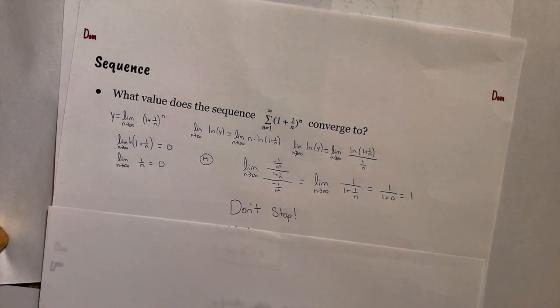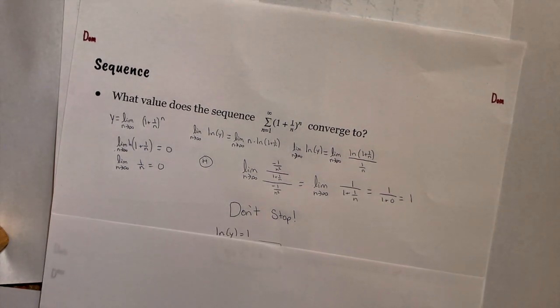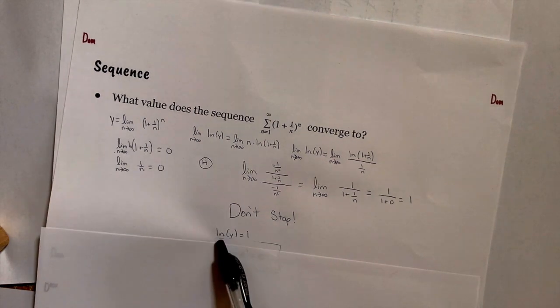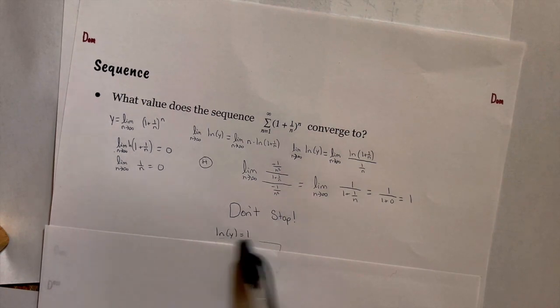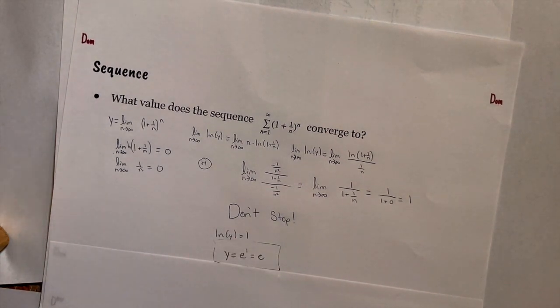But don't stop! Good job, notes. I was about to stop. This is a very common mistake. I would have made it if I hadn't had that step on my paper. That's what ln of y is equal to: 1. Y isn't equal to 1, so our answer is E.